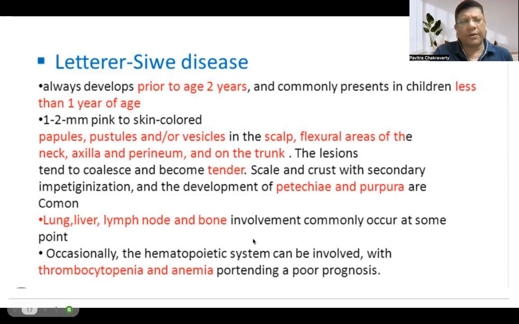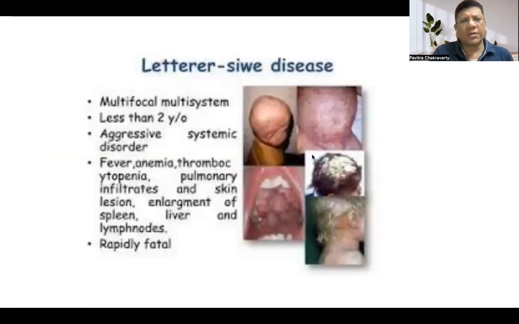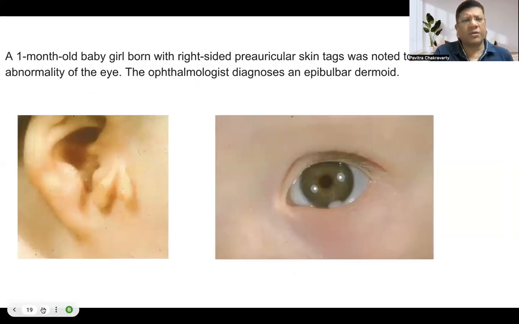And as I said, it can happen all over the skin regions, with liver, lung, lymph node, bone involvement. And there may be hemopoietic system involvement, so thrombocytopenia and anemia can also occur. So that is what it is. This is one of the pictures where you can see the scalp alopecia, and the infiltration in the skin and lymph nodes. It can be rapidly fatal. So not a very good disease.